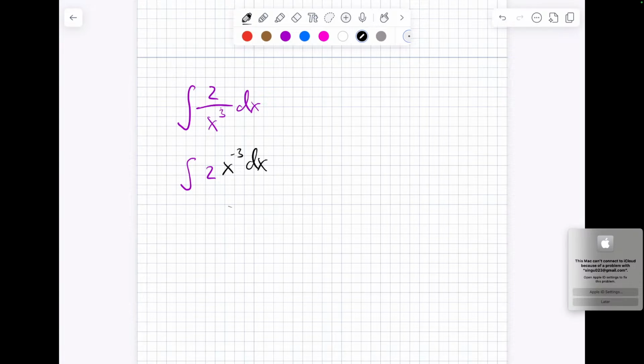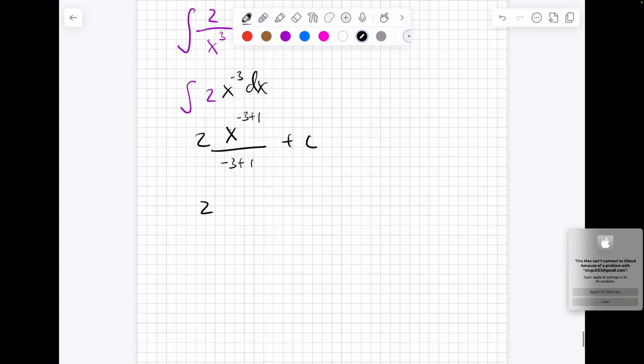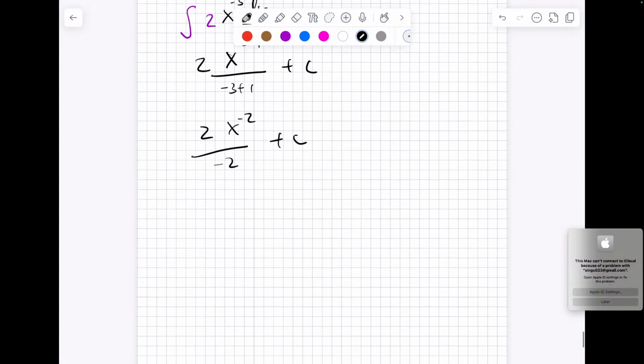Okay, so now if we integrate this, it's going to be the integration of x to the -3 plus 1 over -3 plus 1 times 2 plus c. Oh, plus 1, sorry. My bad. So it's going to be 2x to the -2 over -2 plus c. And that's 2 and 2 cancel out. That's going to be -1 over x squared plus c. Is that okay?